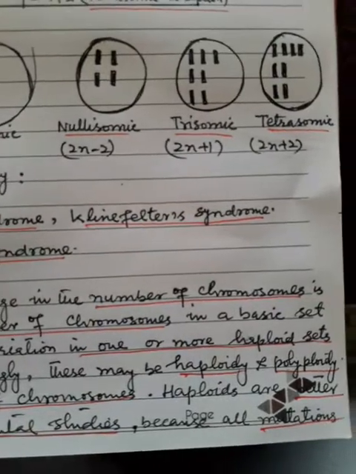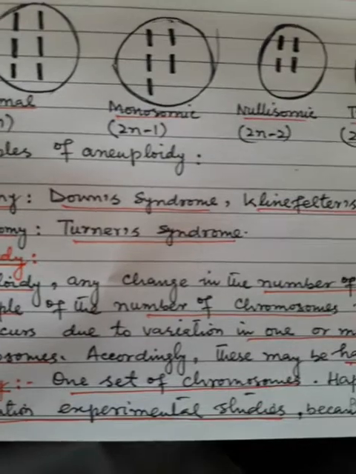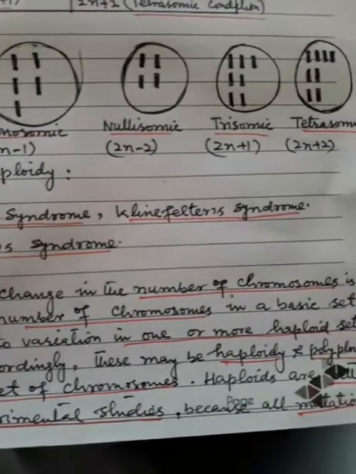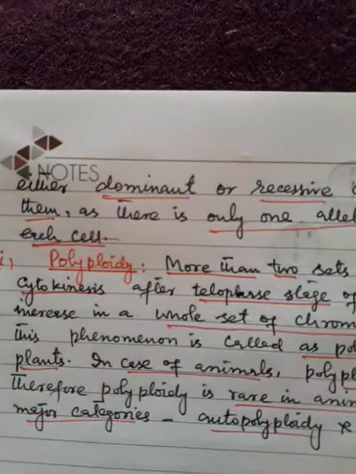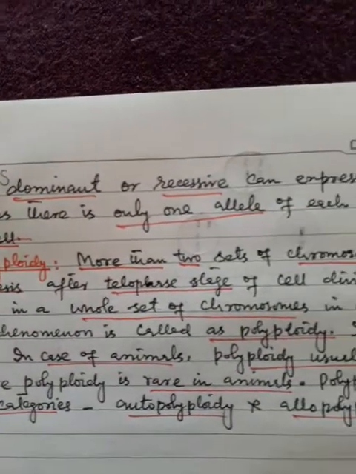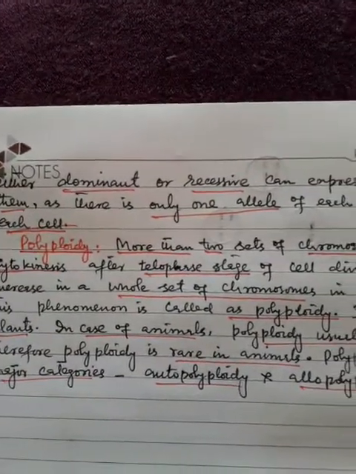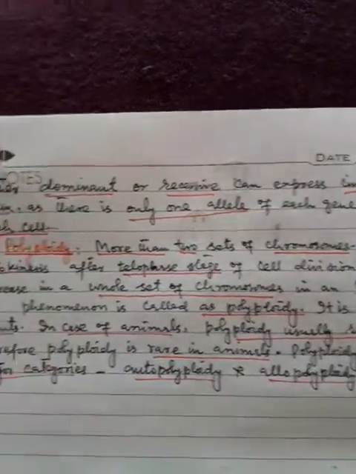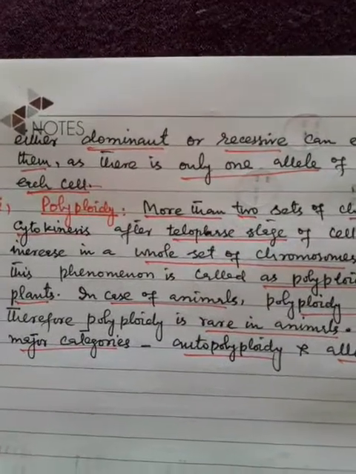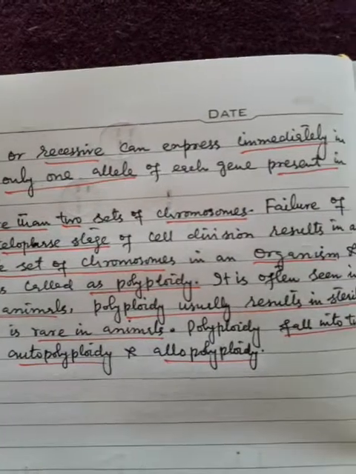Now, haploidy means one set of chromosomes. Haploids are better for mutation experimental studies because all mutations, either dominant or recessive, can express immediately in them, as there is only one allele of each gene present in each cell. Polyploidy means more than two sets of chromosomes.